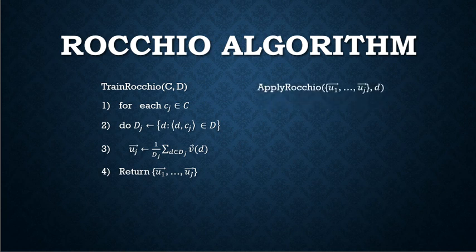Then we can apply Rocchio, and we need the set of the centroids and the document. It returns the nearest centroid to the given document.